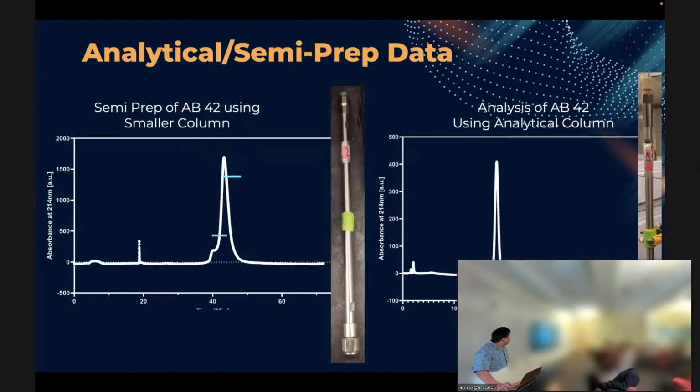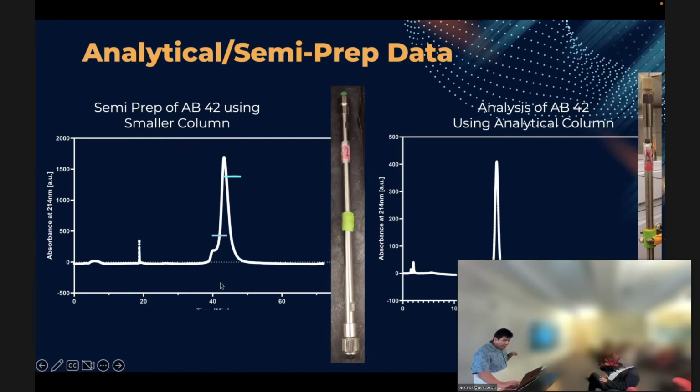So we would use the semi-prep column, which is a smaller column. I don't know the exact diameter, but it's much smaller than the first one. The way we would collect it is you can see there's a peak right here. We wouldn't collect this one at all. It's just some background noise.